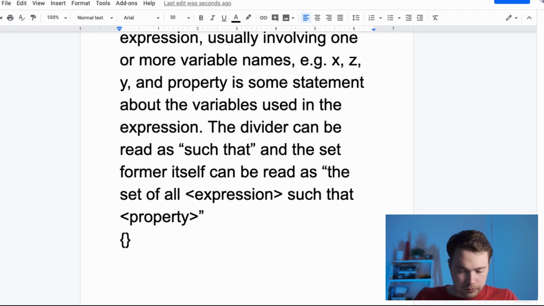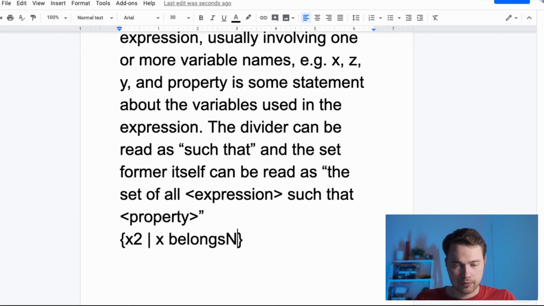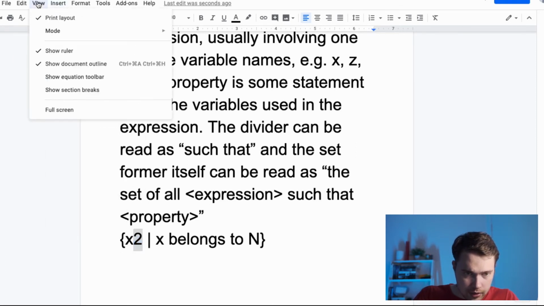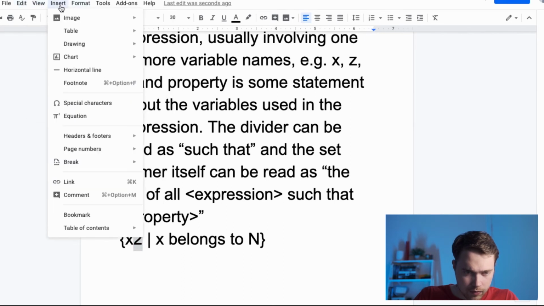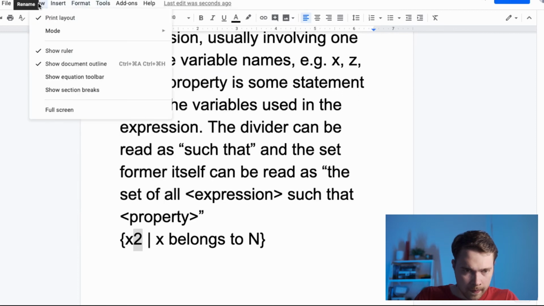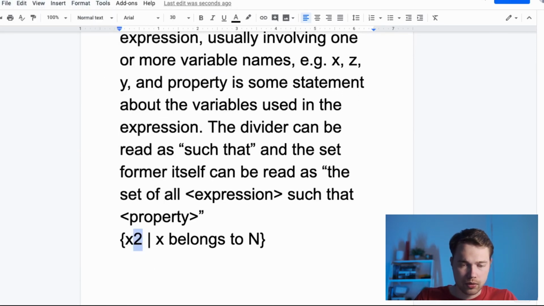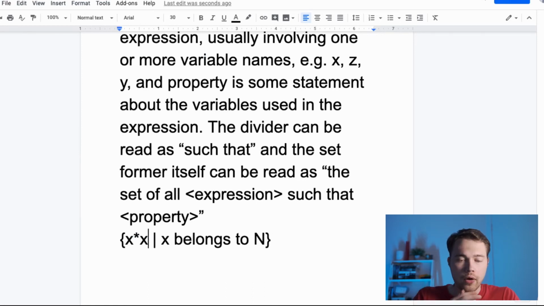Okay, so I'm going to give you an example of a set former. I'm going to say belongs to, but in your notes, please use this symbol when an element belongs to something. Belongs to. Okay. So what does that mean? Hold on. Superscript. Really weird. Okay, I'm going to do times x. Perfect. So there is a set which is created using a set former.